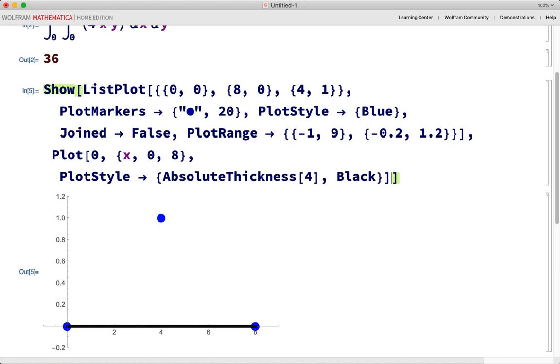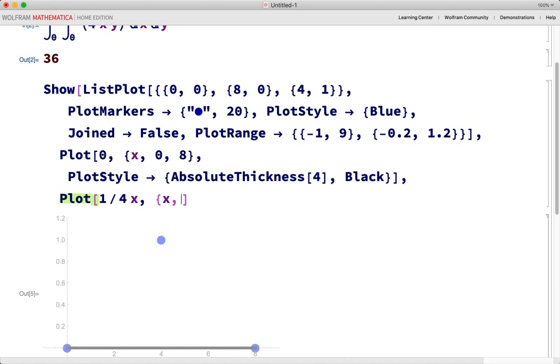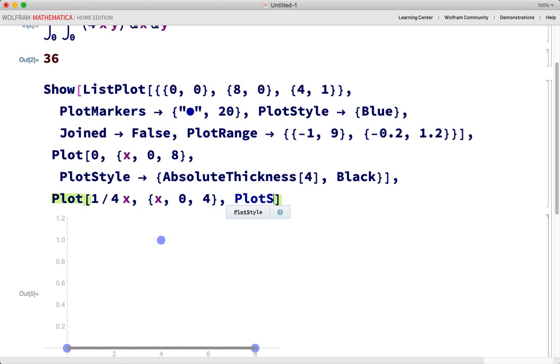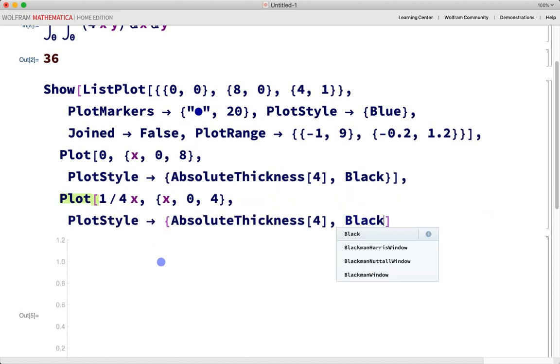So then right over here, we have Plot of 1/4 times x, where x goes from 0 to 4, and the PlotStyle is AbsoluteThickness, Black.